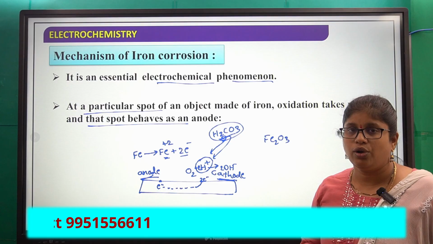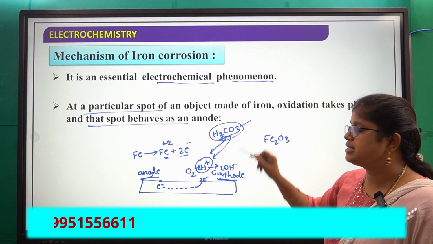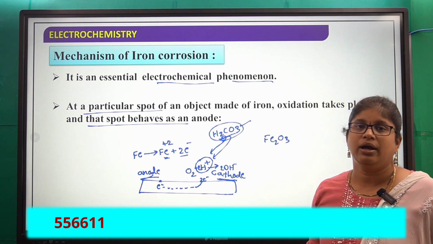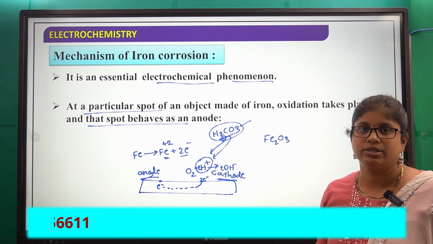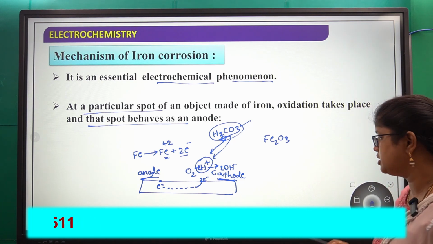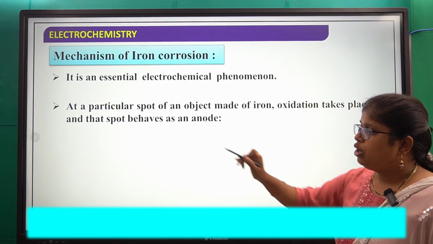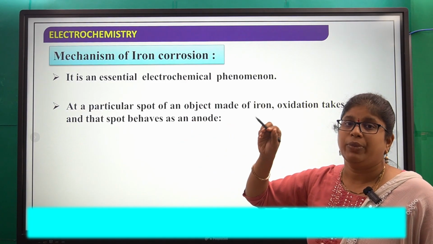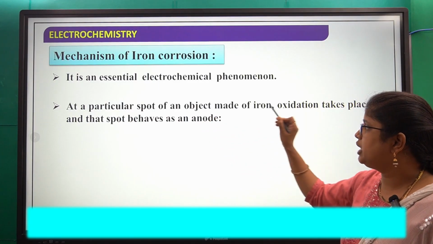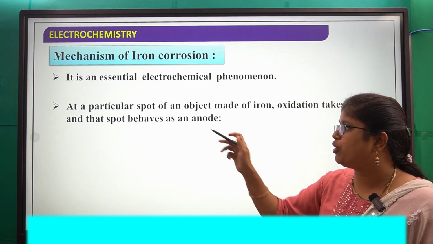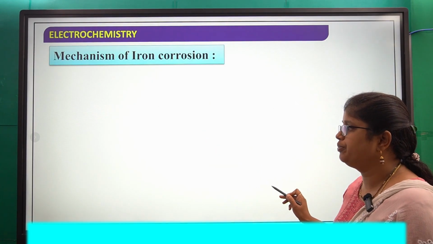Next, from carbonic acid we are getting H plus ions. That means corrosion requires an acidic medium. Only in the acidic medium does iron corrode or convert to iron oxide. Now we will see again clearly. First, at a particular spot of an object made of iron, oxidation takes place and that spot behaves as anode.